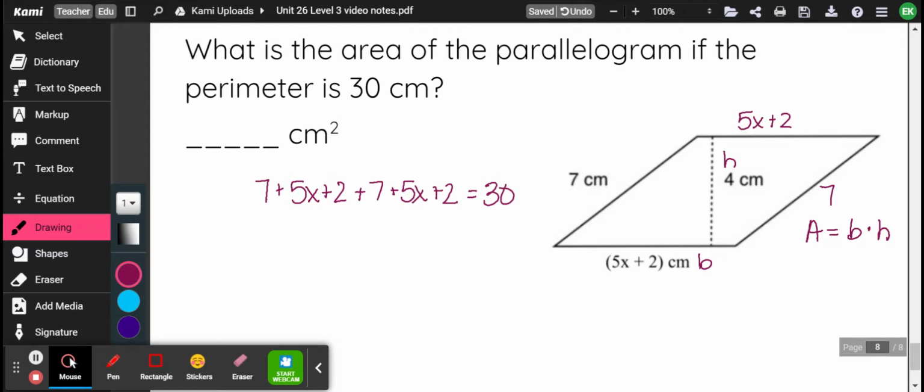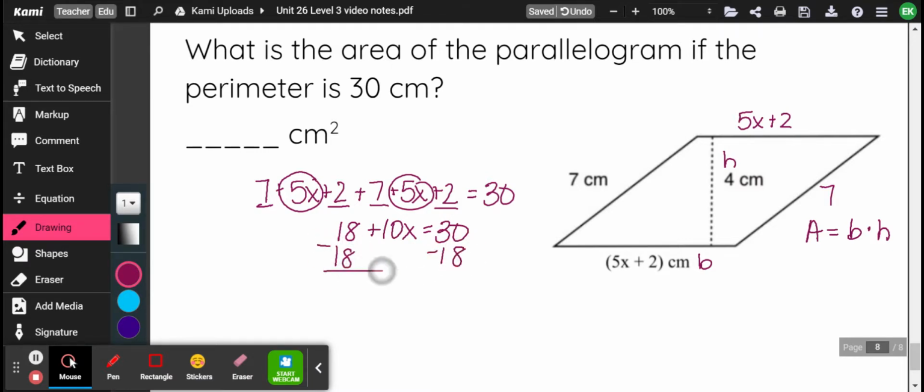I'm going to start by combining like terms. So I'm going to combine 7 and 2, 7 and 2, which is 18. And I'm going to combine 5x and 5x, which is 10x. And that's going to be equal to 30. Next, I want to subtract 18 from both sides, which is 12. And then I'm going to divide by 10. Sorry. And then I'm going to take 12 divided by 10, which is 1.2. Now, that's x.